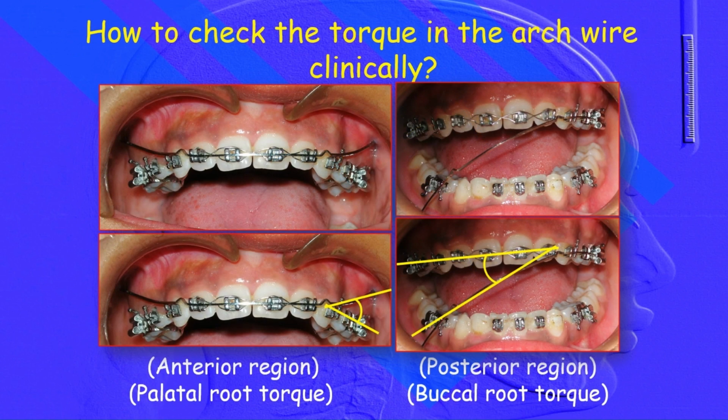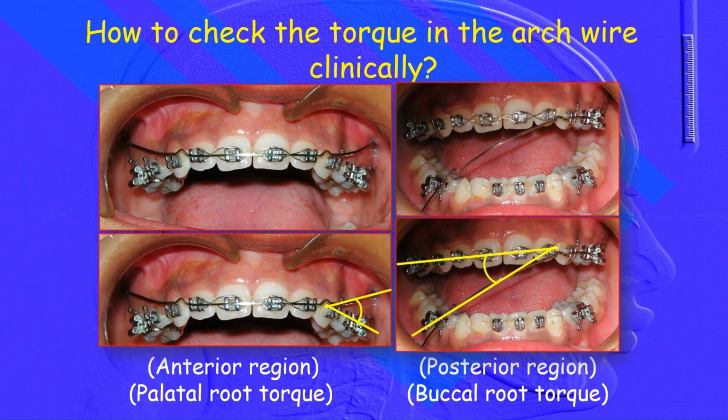Now let's discuss how to clinically check the archwire's torque. Look at the right side picture. When an archwire with palatal root torque is engaged into the bracket slots of incisors, the posterior segments of the archwire remain above the bracket slots level of the posterior teeth. The angle between the bracket slots level of posterior teeth and the posterior segment of the archwire is the amount of palatal root torque present in the archwire.